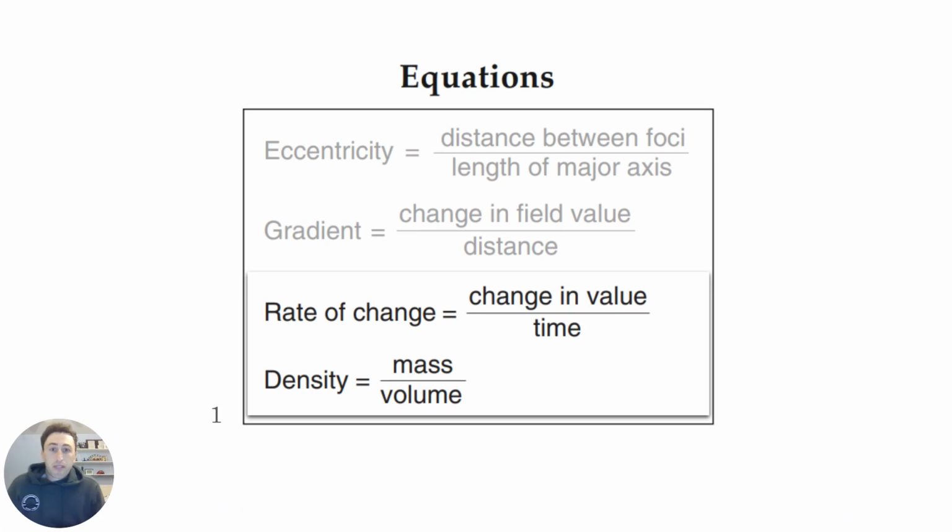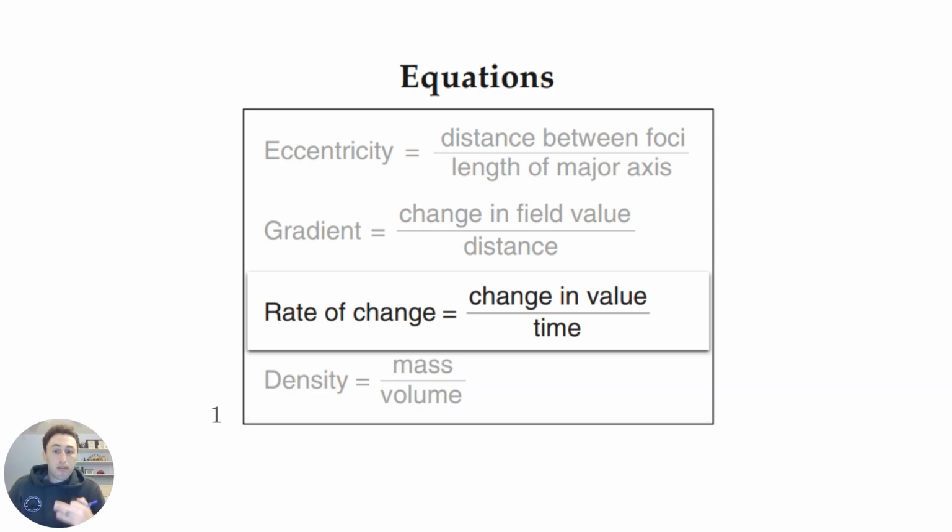On page 1 of the reference table, you are given these equations. There are 4 equations: eccentricity, the gradient, the rate of change, and density. So first, we'll talk about these 2 equations, the rate of change and the density. So first, you have the rate of change. The rate of change is the change in value over time.